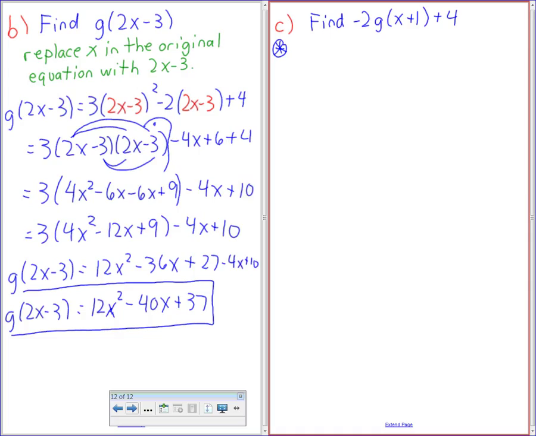Now, here's the way to think of any math question. When there's something new in math that you don't know how to do, you look at what you can do before. What part of that question do we know how to do? Yeah, the g of x thing.